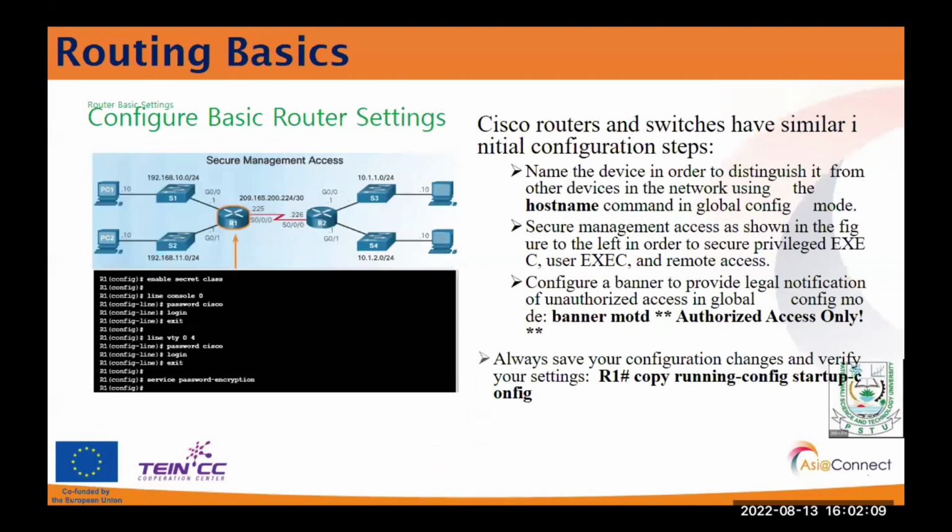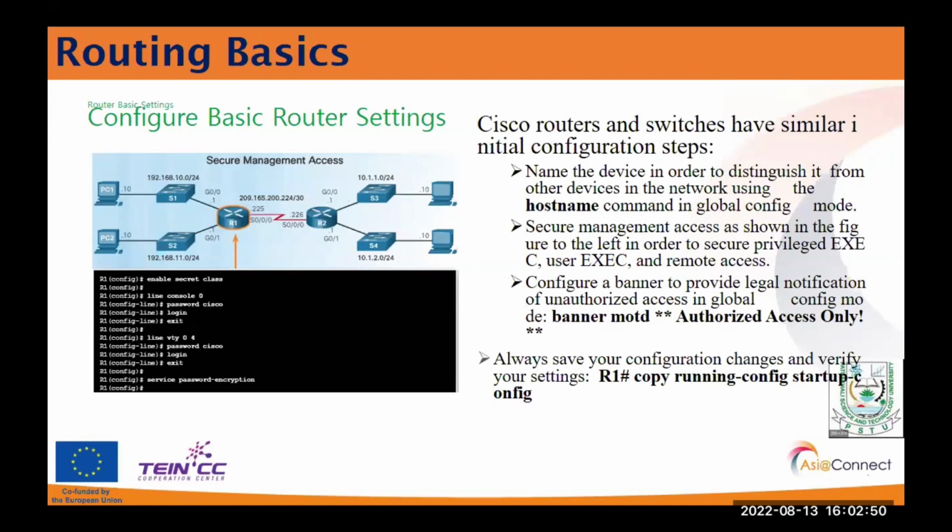So now I will give a brief on how to configure the router, basic router settings. I will show you practically. As already discussed by Urpita madam, Cisco routers and switches have similar initial configuration steps. Basically, you need to go to the command line interface, then you need to enable, then configure terminal, then use the different kinds of configuration.